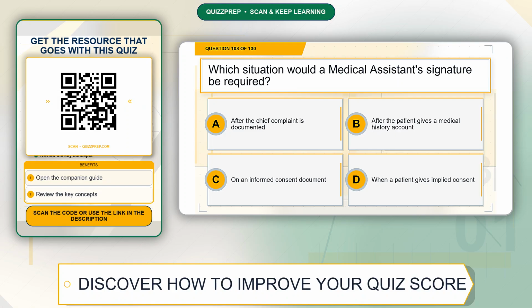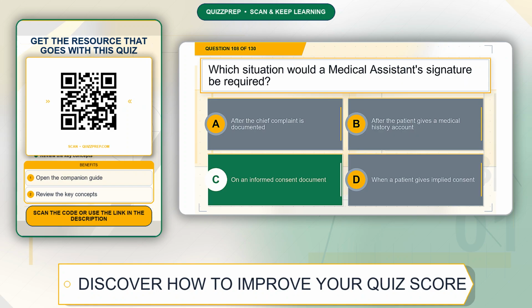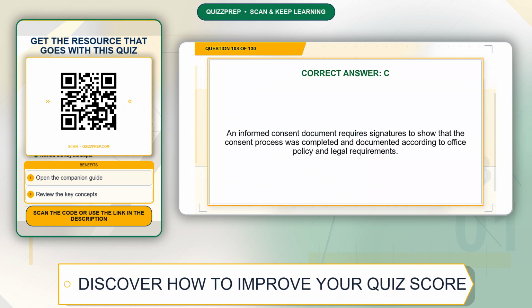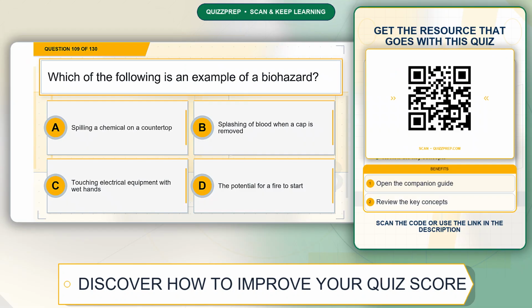Question 108. In which situation would a medical assistant's signature be required? Option A, after the chief complaint is documented. Option B, after the patient gives a medical history account. Option C, on an informed consent document. Option D, when a patient gives implied consent. The correct answer is option C, on an informed consent document. Explanation. An informed consent document requires signatures to show that the consent process was completed and documented according to office policy and legal requirements.